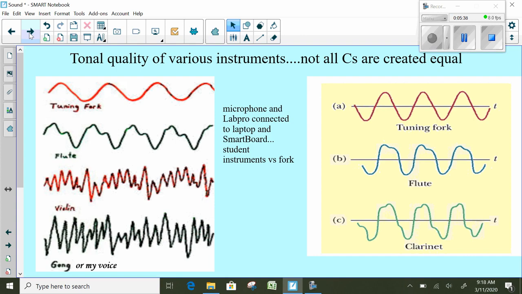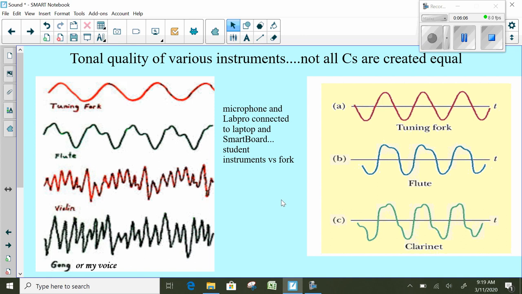Now, the other thing I'd just like to briefly talk about is you can tell when a person's talking versus a flute or a violin or a gong or a tuning fork. Although these things have the exact same frequency, they go up and down the same number of times per second, but they look different because they sound different. So a tuning fork has a nice pure tone, whereas a gong has a rough tone. The violin may have the exact same frequency, but you can distinguish.